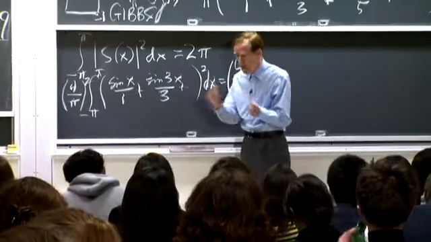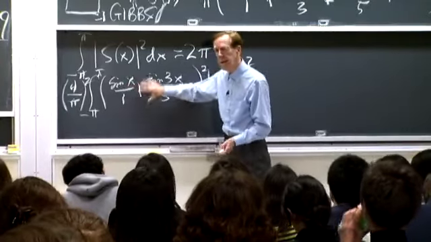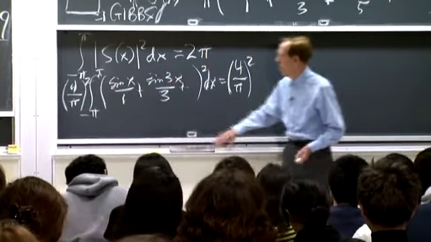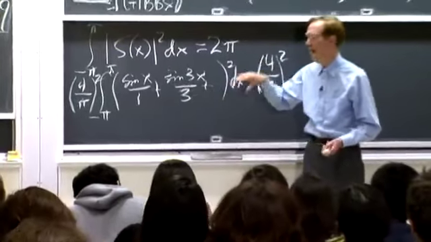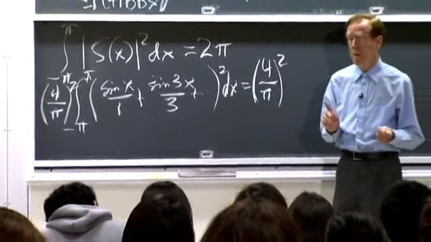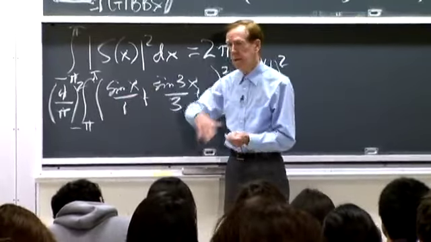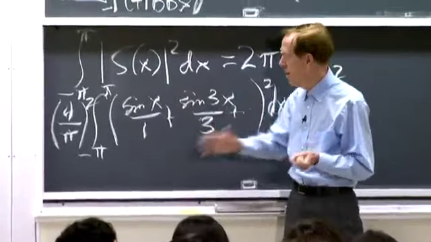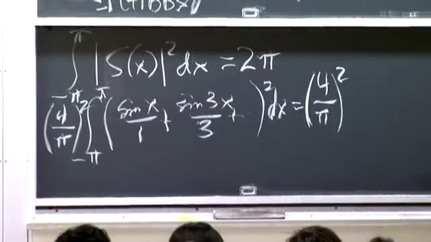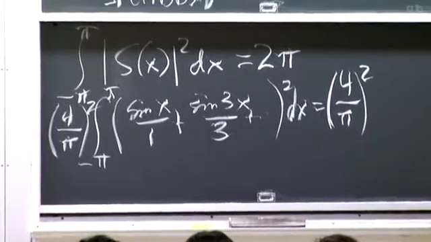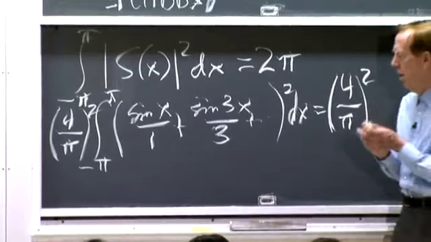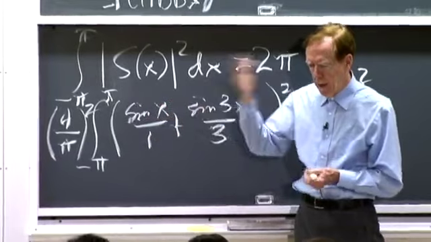So the only ones that I don't get 0 are when sine x integrates against itself and sine 3x against itself. So when sine x integrates against itself, that's sine squared. Do you remember the integral of sine squared? Its average value is 1/2. We're over an interval. I think I'm going to get pi for sine squared. We could do that calculation separately. It's a standard integral. The integral of sine squared is pi.